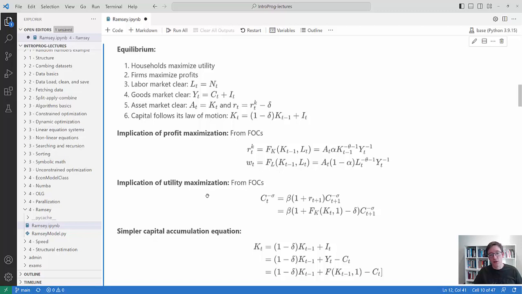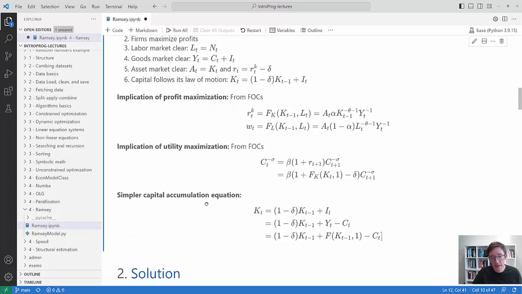You can also, from the utility maximization, derive a standard Euler equation where the marginal utility today should equal marginal utility tomorrow, discounting with how you discount future utility, and then also taking account of that if you save some money, then you get a return on it. You can write it in this direct way, and we can substitute in the expression for what the interest rate can be written as in this way.